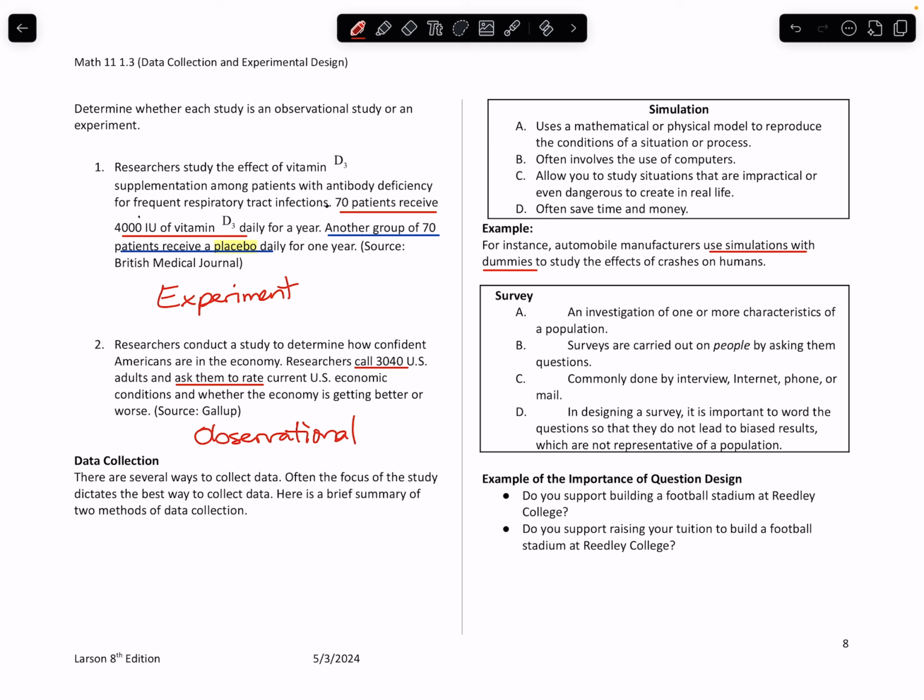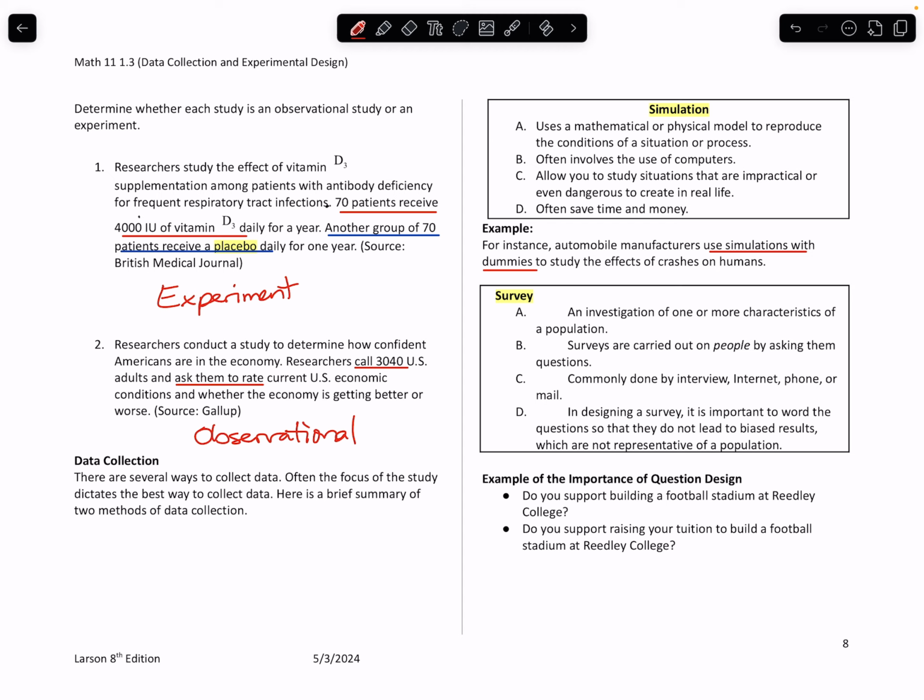Another way to collect data is through a survey. So we first had simulation, now we have surveys. And so a survey is an investigation of one or more characteristics of a population, usually carried out on people by asking them questions. Okay, we can do this by interview, internet, phone, mail. And in designing a survey, it is important to word the questions carefully so that they do not lead to biased results, which are ultimately not representative of the population.